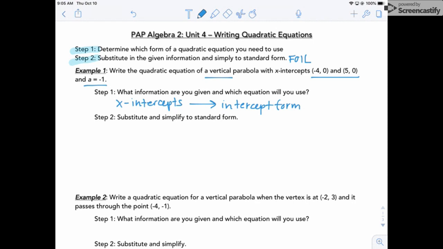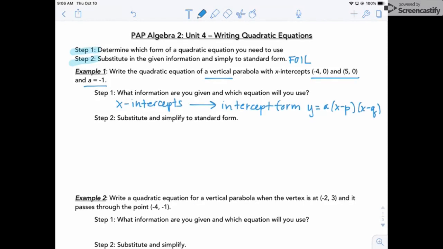And if we remember from those intercept form notes, our basic form of intercept form is y equals a times (x minus p) times (x minus q), where p and q are our x-intercepts. So that's the information. We know we must be using intercept form to begin with, and then we're going to try and simplify to standard form. So that's step 2. So let's go ahead and plug in what we know.